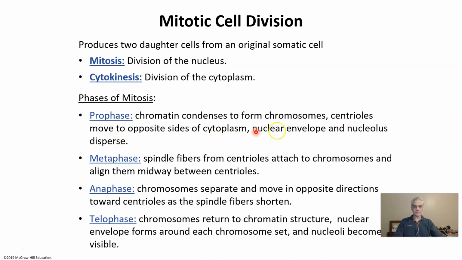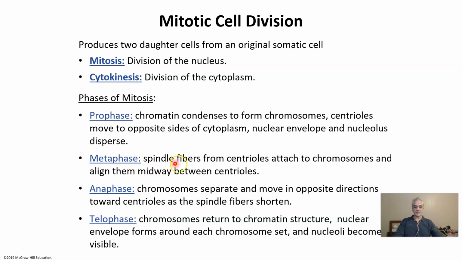Centrioles move to the opposite side of the cytoplasm. Centrioles have to replicate. That also happens in S phase. And then it's prophase where the nuclear envelope and the nucleolus start to break down. And I told you the only time that DNA is found outside of the nucleus is during mitosis, when that nuclear membrane breaks down. All right.